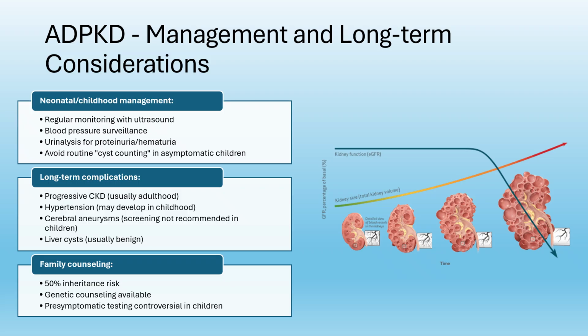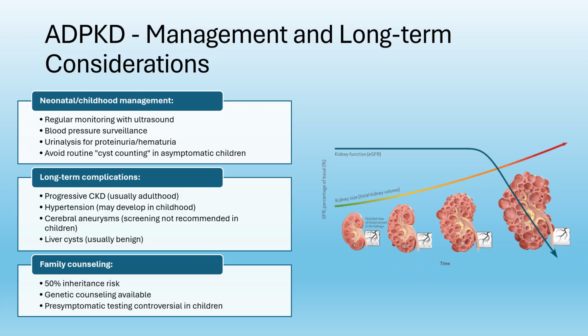Early detection and treatment of hypertension may slow disease progression. Urinalysis screening detects proteinuria and hematuria, which can occur from cyst rupture or developing glomerular dysfunction. These findings help guide timing of more intensive monitoring and potential intervention. Long-term complications require understanding of the progressive nature.